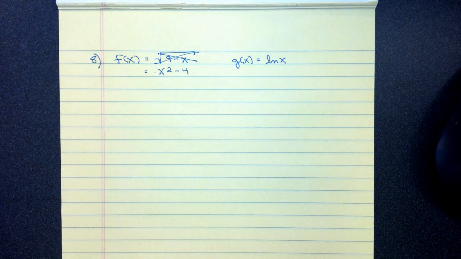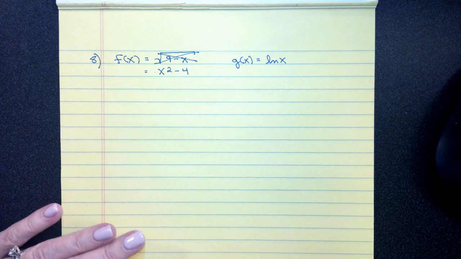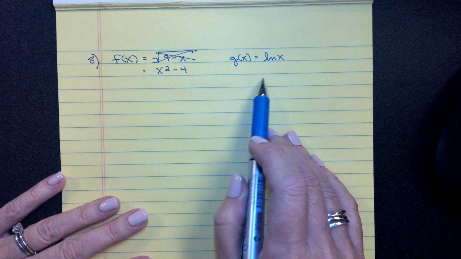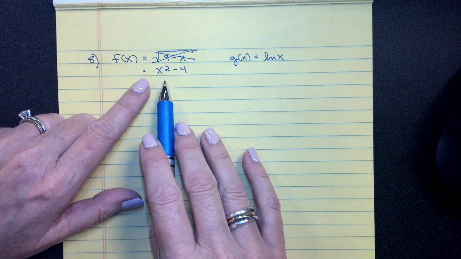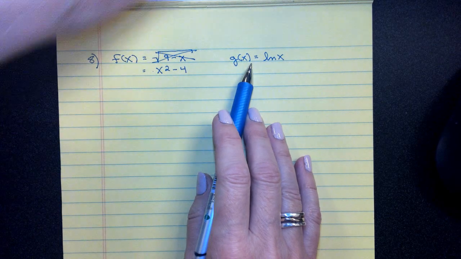Everybody, this is Mrs. Anderson, and we are working on function operations and finding the domain. So we have two equations right here, x squared minus 4, and then ln x.